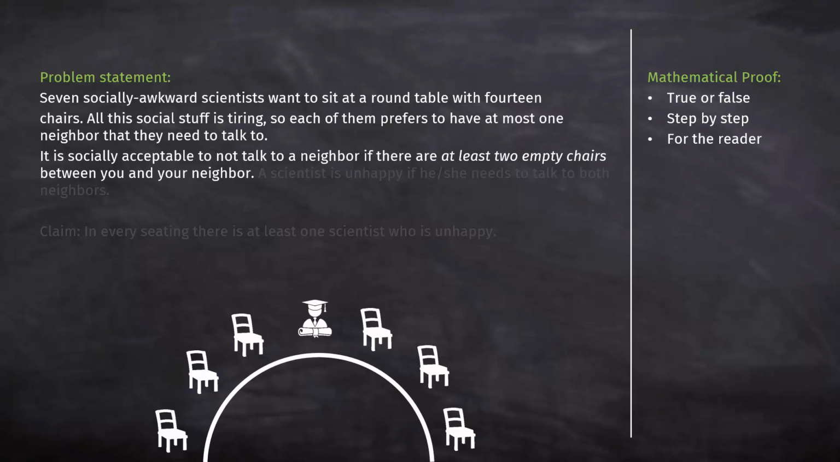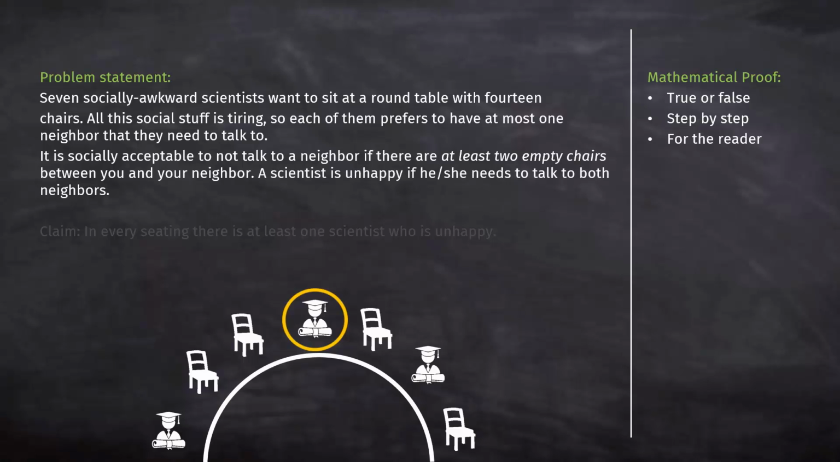So for the yellow scientist, his neighbor on the right is far enough away as there are 2 empty chairs between them. But on his left, given that there's only 1 empty chair in between, he will have to talk to his left neighbor. Now, being tired and being socially awkward, a scientist is unhappy if he or she needs to talk to both neighbors.